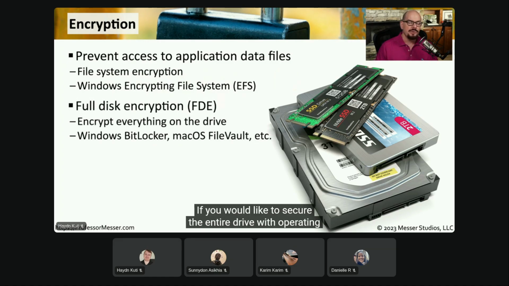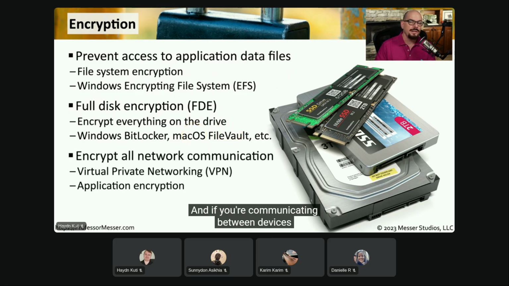If you would like to secure the entire drive with operating system, user documents, and anything else that's stored on this system, you might want to use FDE, or full disk encryption. This does encrypt everything that is stored on a particular volume, and you can do this with built-in tools like Windows BitLocker or the FileVault utility in macOS. And if you're communicating between devices across the network, you might also encrypt all of your network traffic. This can be done using a virtual private networking option, or VPN, and the applications that you're using may have encryption built into those applications already.